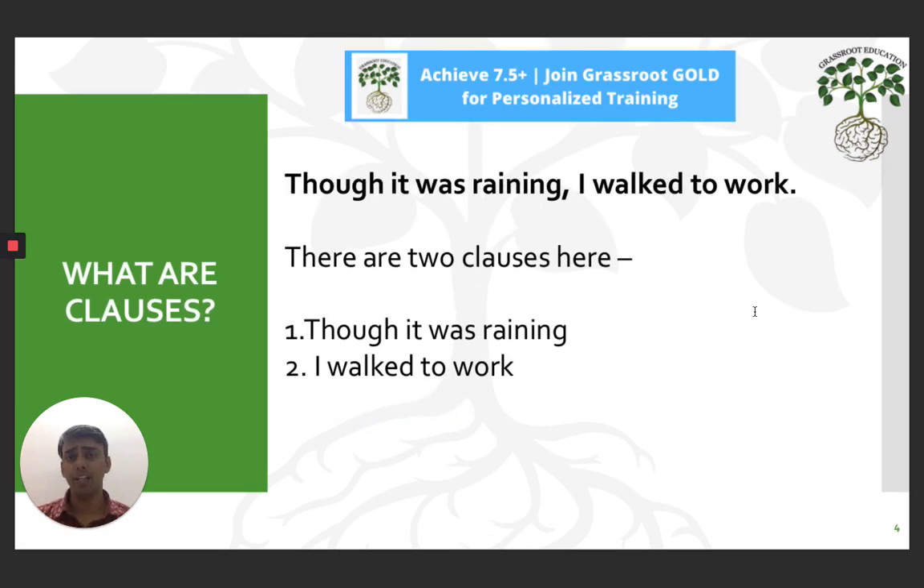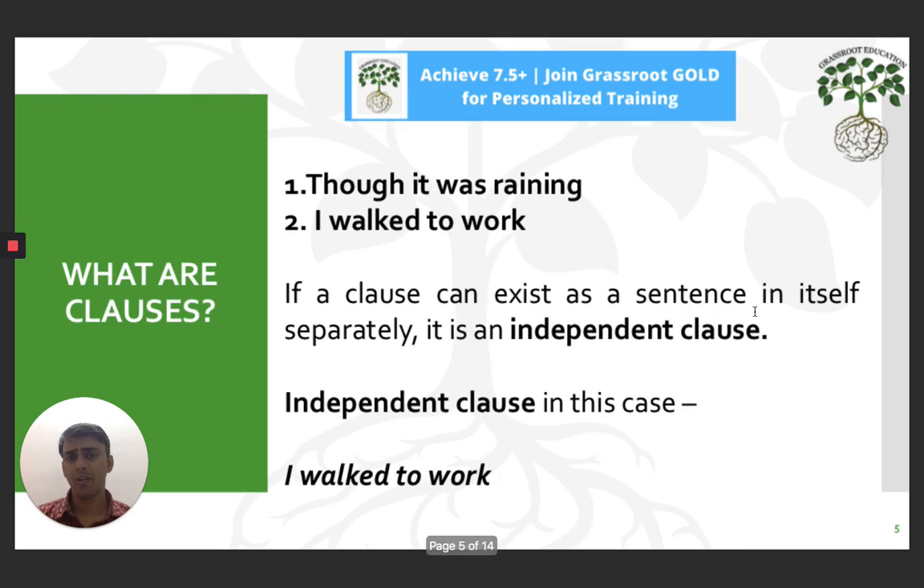Take this example. Though it was raining, I walked to work. Okay. So you can clearly see that there are two clauses here. Though it was raining, this is one clause. I walked to work, this is another clause. Okay. So out of these two clauses, which is that one clause that can exist separately as an independent sentence? It can exist just independently. You do not require anything else with it. Which one of these can exist independently?